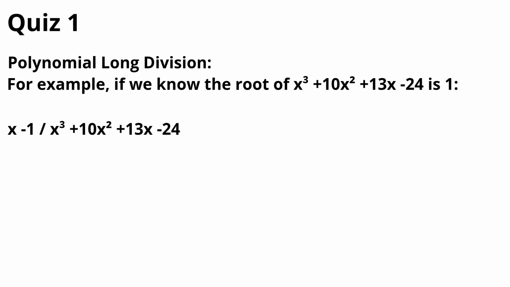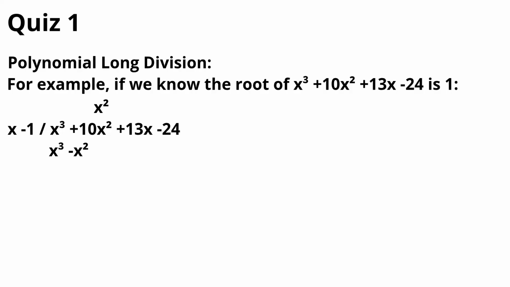So we're going to start with x to the 3 divided by x, which gives us x squared. Then we're going to take this x squared and multiply it by x minus 1 to get a new line, which gives us x to the 3 minus x squared. Then we're going to subtract this line from the previous line, which is x to the 3 plus 10x squared plus 13x minus 24, and get the next line in the division.